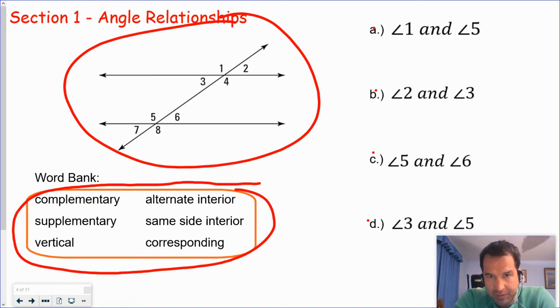Did you pause it? Did you do it? Guys, please, come on. Pause it and do it. It's good practice. Okay? All right.